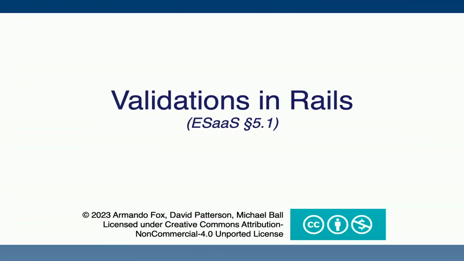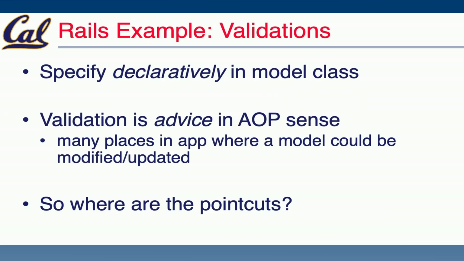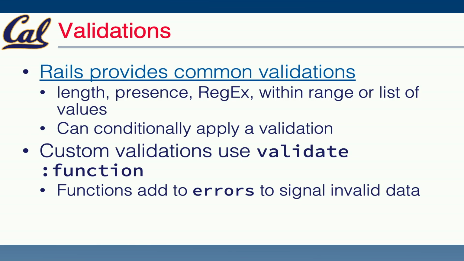That is the theory of aspect-oriented programming. The way that we should think about this is AOP provides a framework for how to think about building these types of tools. And the first tool that we'll specifically look at, validations in Rails, how do they work? So if we're going to specify something declaratively in our model class, what we want to specify are the properties that this validation has. And so Rails provides a bunch of common examples.